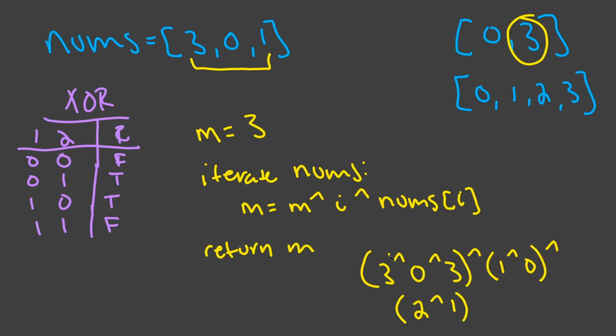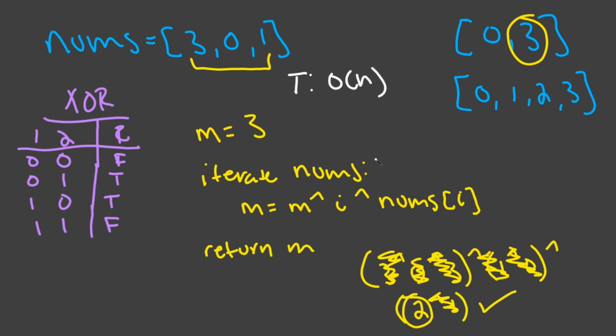And as you can see, if we cancel out the like terms, then we would get these 3's cancel out, this 0 cancels out, and these ones cancel out. And we're just left with 2. So that's how the algorithm works. So our time complexity for this would still be O of n, so not much of an improvement, but it is how they want to solve the problem. And our space is going to be constant because we're only using this variable here.